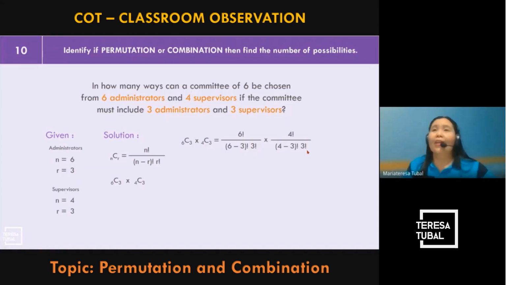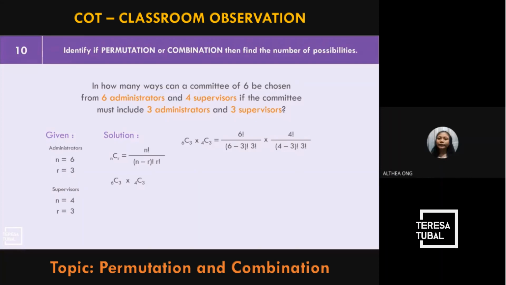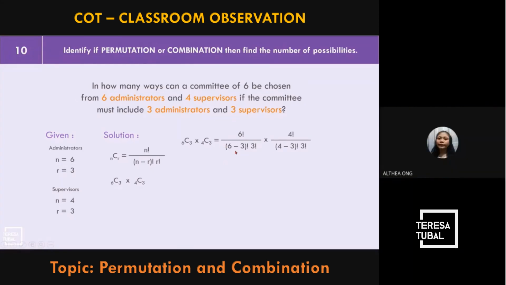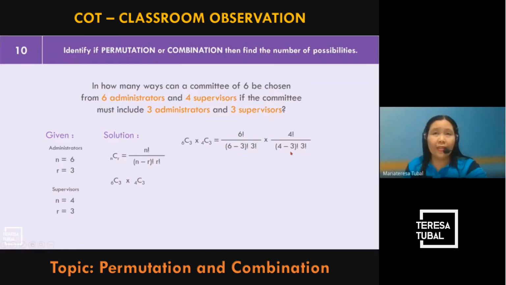So let us solve now. So we have the combination for the administrator, multiply it with the supervisor. Yes, Althea? 6 times 5 times 4 times 3 factorial, over 3 factorial times 3 factorial. But before that, Althea, what is 6 minus 3? 3. Very good. How about this one? 4 minus 3? 1. Okay. Based on the given, can you continue solving?